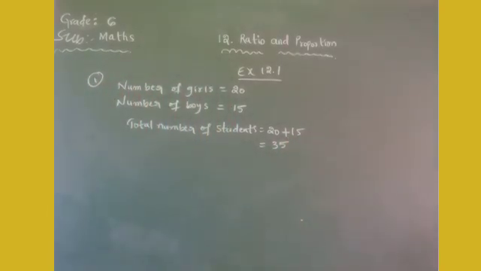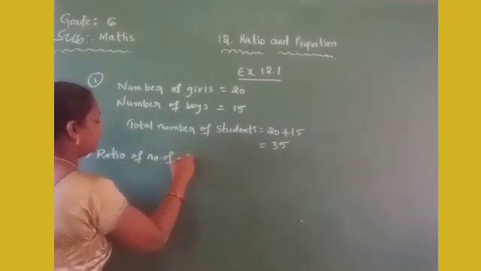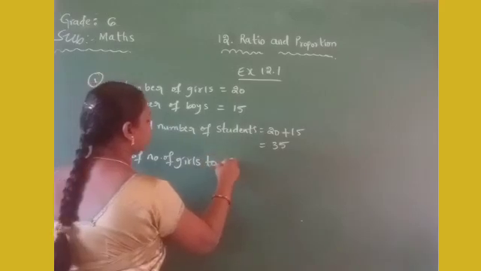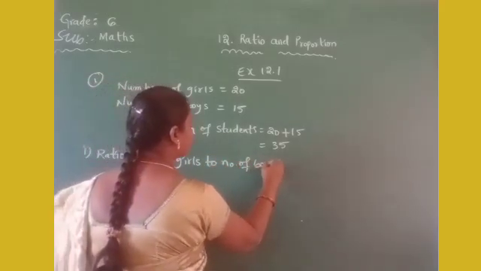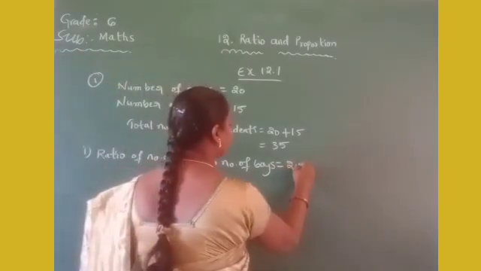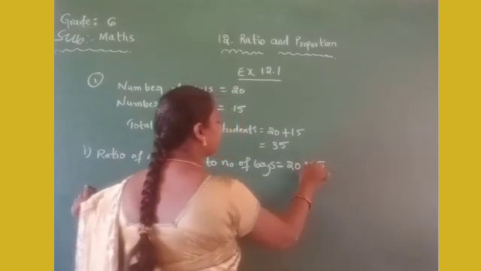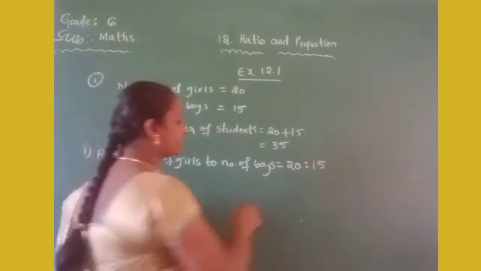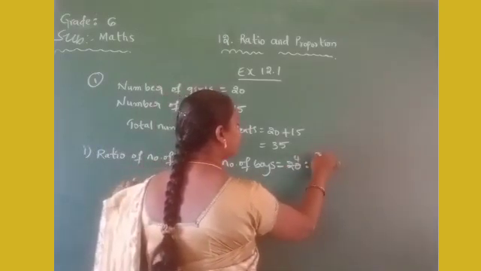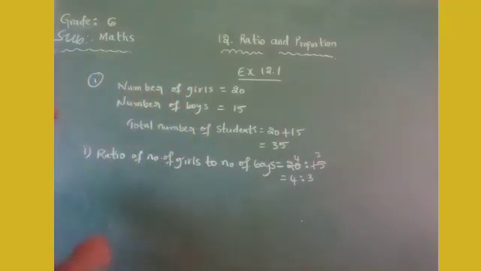Now we have to write the ratio of number of girls to number of boys. How many girls are here? 20. And the number of boys? 15. The ratio is, with the symbol, 20 is to 15. So you can simplify this: 5 fours are 20, 5 threes are 15. Then after simplification, you get 4:3.